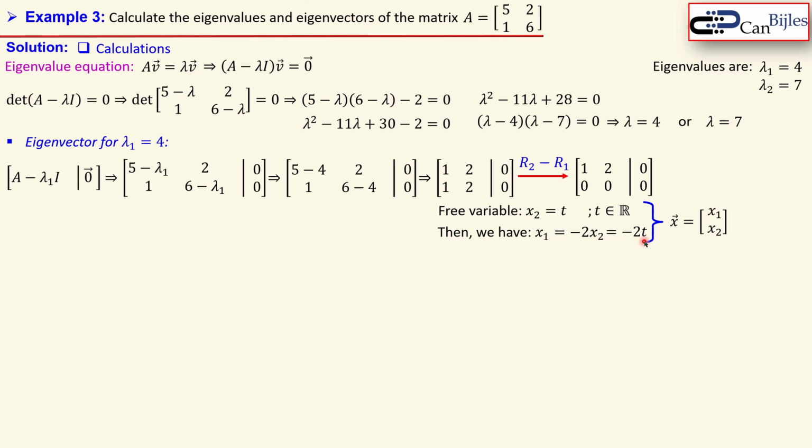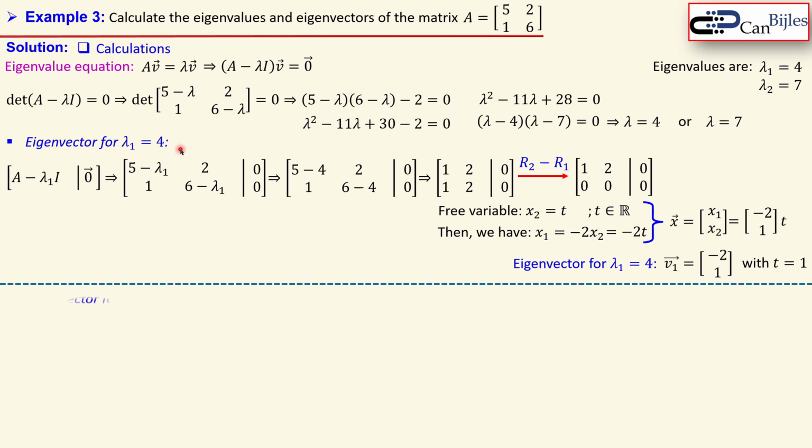So x1 is minus 2t, x2 is t. That means actually minus 2 and 1 and a t outside. This is now the general vector, and if you make it specific, in this case for our situation, you can just select any value for t except 0. You can say if I now take t is 1, I have now my eigenvector, in this case will be minus 2 and 1. So we have now found the corresponding eigenvector for this eigenvalue of 4.